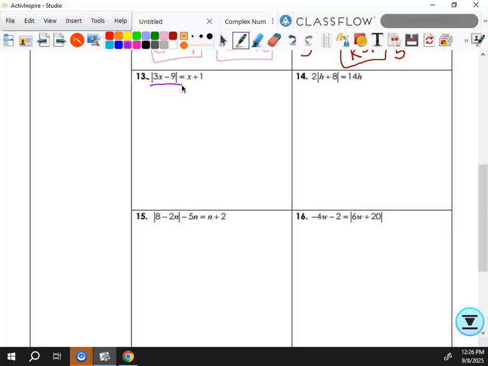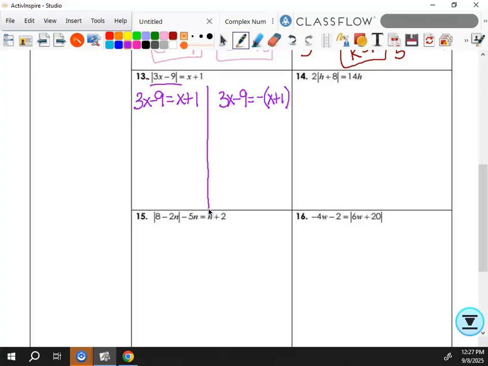And here's the other thing you have to be careful with. We take what's inside, 3x minus 9, and we set it equal to x plus 1. Then I take, again, what's inside, and I set it equal to the negative version of that, and I have to put parentheses because I'm putting the negative in front of more than one term. Those are the mistakes that happen that are bad, bad, real bad, okay?